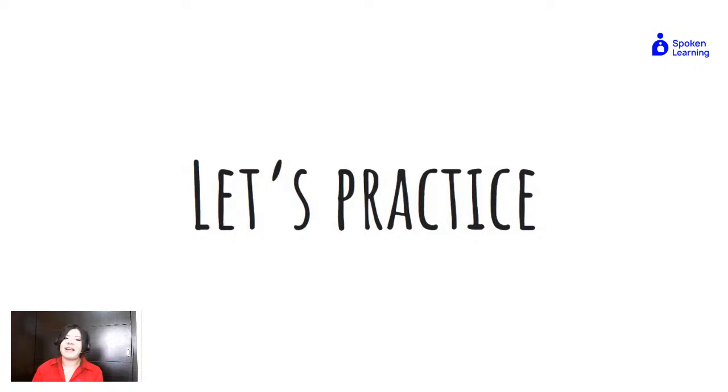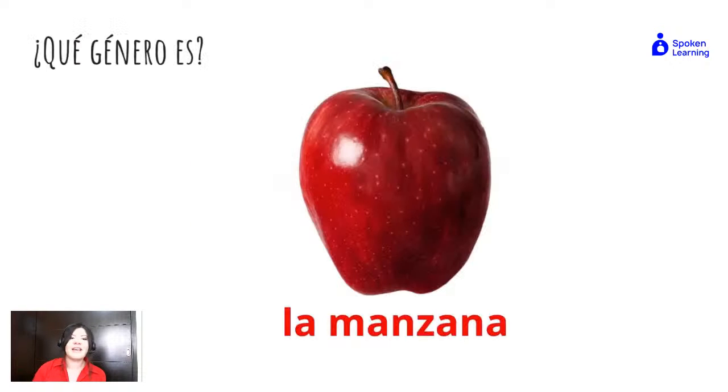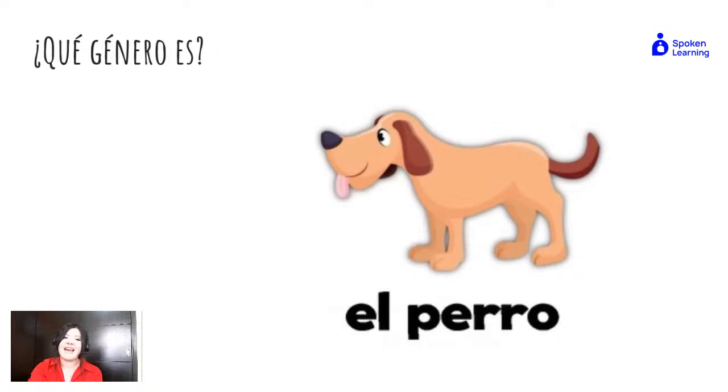Okay, so now that you're ready, let's practice. Let's identify the gender of these words. ¿Qué género es? La manzana. Así es, la manzana es femenino. This is a feminine word. El perro. El perro es una palabra masculina. El perro, it's a masculine word because it ends with an O.